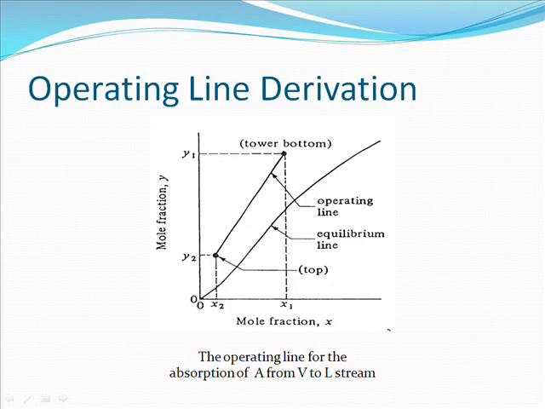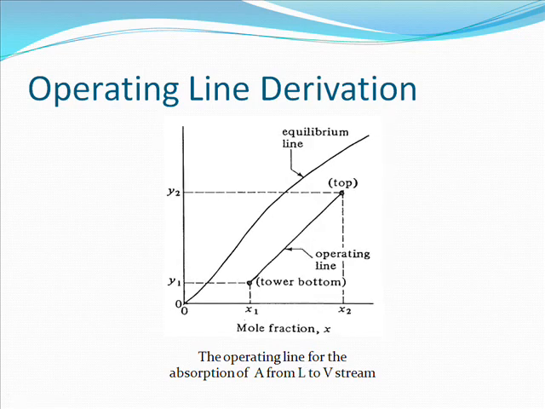For gas absorption, the operating line is above the equilibrium line. Gas absorption is a transfer of soluble A from the gas stream to the liquid absorbent. There is also a case where the operating line is below the equilibrium line. That is for the case of stripping, the opposite of gas absorption. In stripping, the solute A transfers from the liquid to the gas stream.